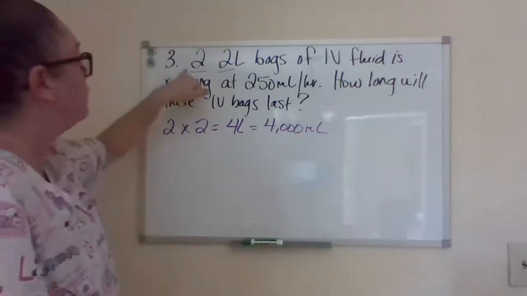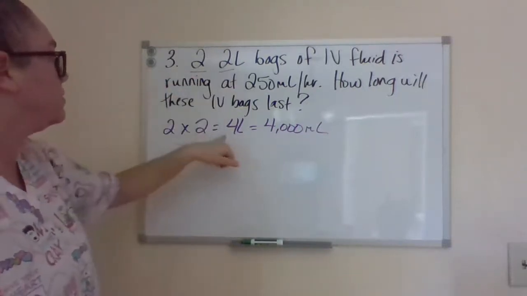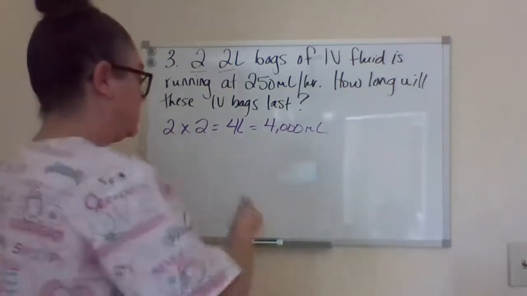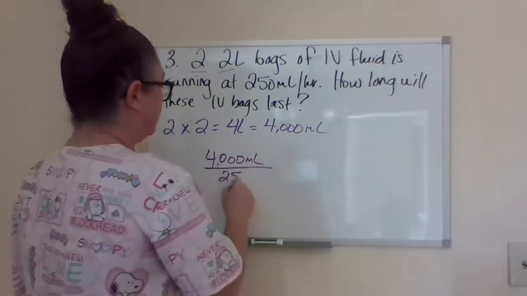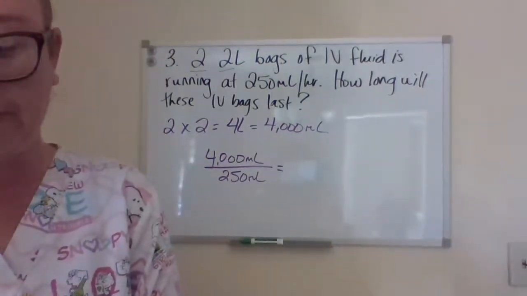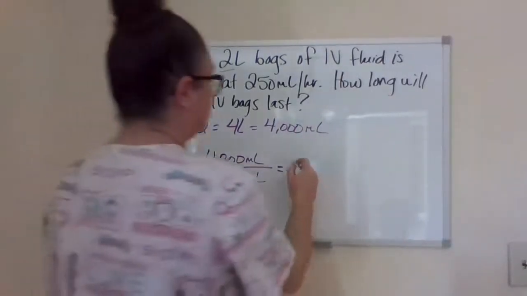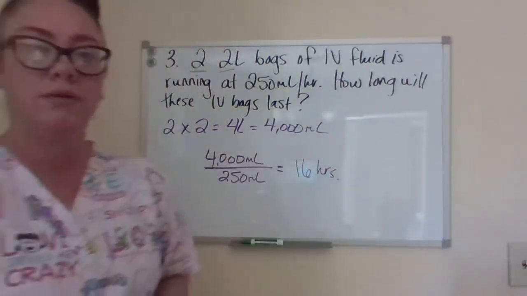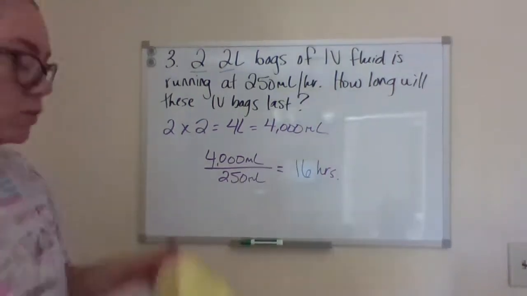You have to account for the total number of bags and their size. So again, two at 2 liters is a total of 4 liters, which is equivalent to 4,000 milliliters. So now we take our 4,000 milliliters divided by our 250. Okay. And we have a total of 16 hours is the total time that these bags will run. Okay? So again, pay attention to how the problem is worded.